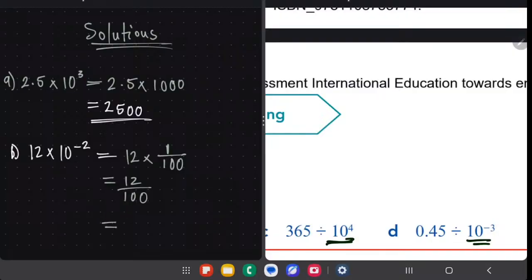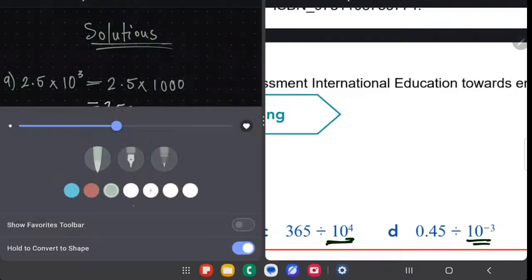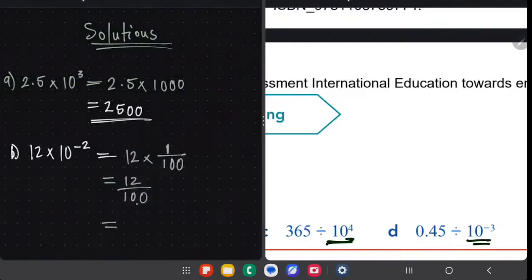It means you are dividing by 100, which is you are moving the commas to the left. When we were multiplying, we were moving the commas to the right. So here we're moving the commas to the left. How many times, students? How many zeros are these? 2 zeros. So how many times? 2 times.